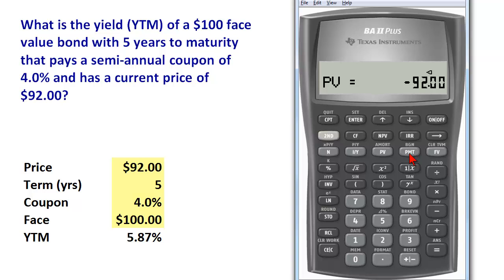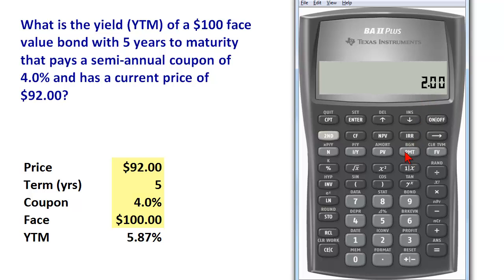What is the cash flow each 6-month period? Well, our coupon rate is 4% per annum. And that is 4% of what? Of the price? No, of the face value always. So that's 4% per annum, but it's paying every 6 months, so we divide by 2. And so the coupon should be $2 every 6-month period.